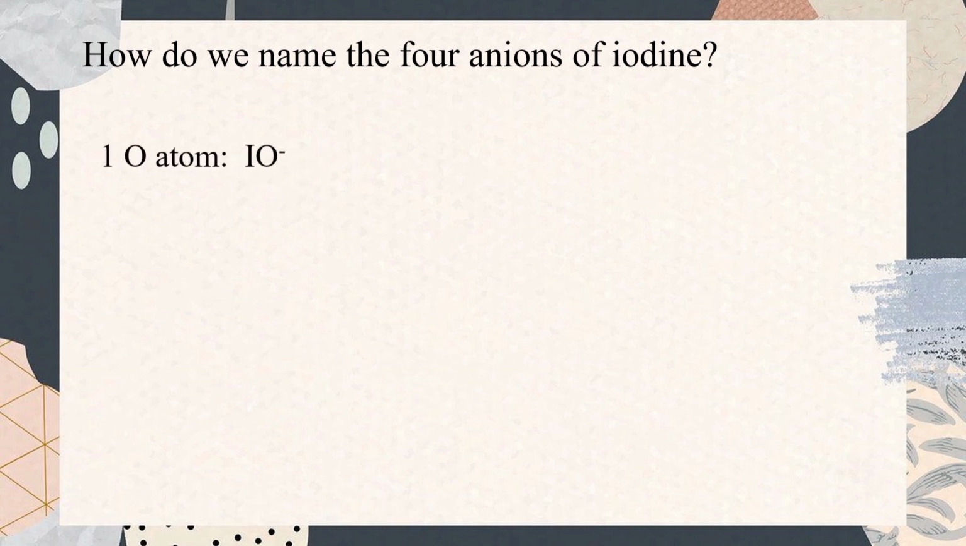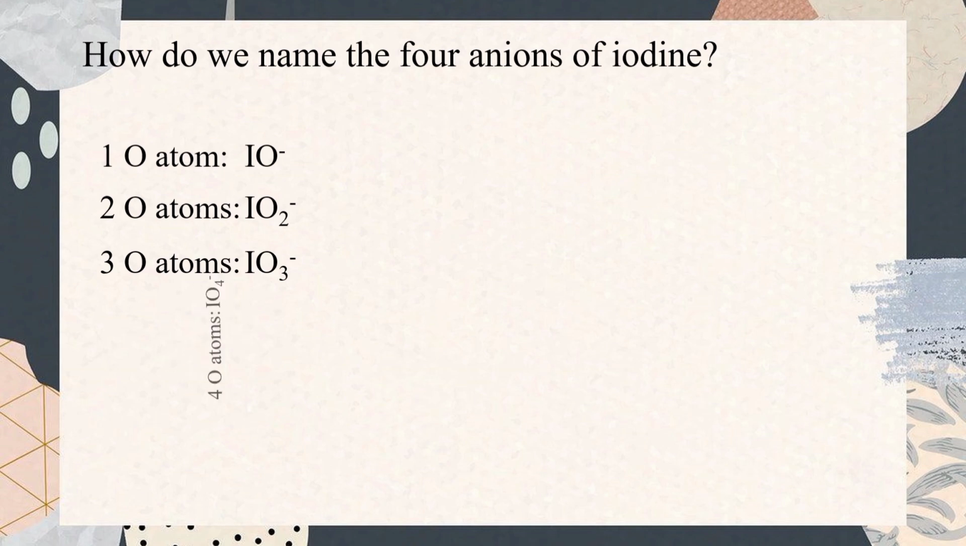Let's try to name the four anions of iodine. Let's have iodine with one atom of oxygen, that is IO -1. Iodine with two atoms of oxygen, that is IO2 -1. Iodine with three atoms of oxygen, that is IO3 -1. And iodine with four atoms of oxygen, that is IO4 -1.